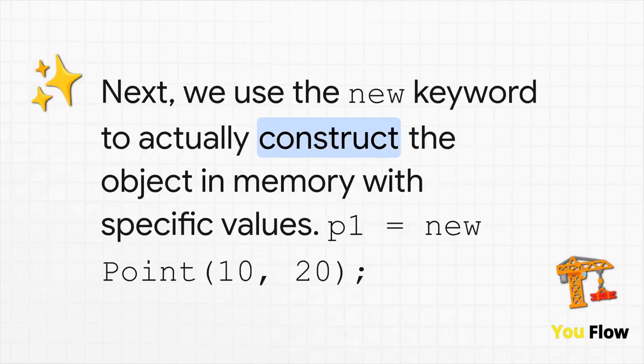And then comes the moment of creation. You use the new keyword. This is the part that actually builds the object in the computer's memory. This is when the blueprint becomes a real thing. And we give our specific p1 object its own unique data. In this case, an x-coordinate of 10 and a y of 20.